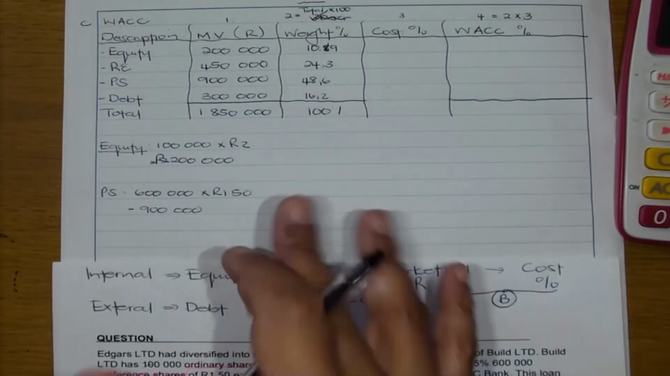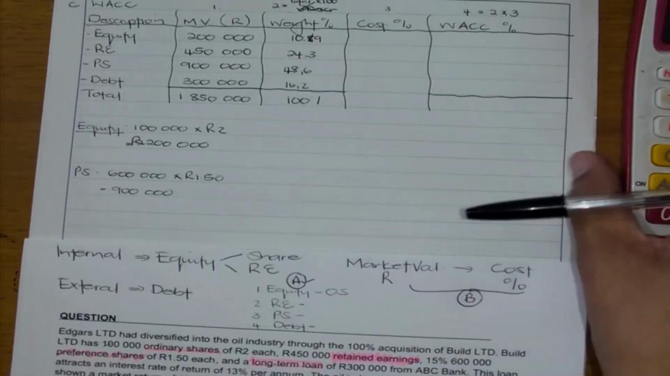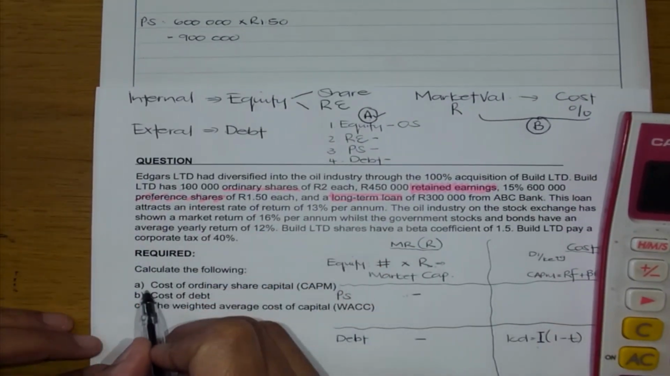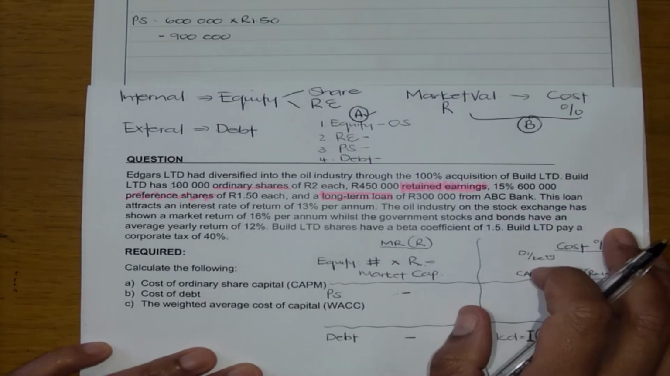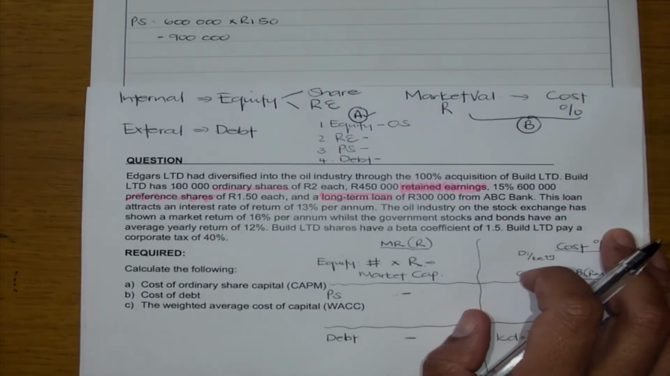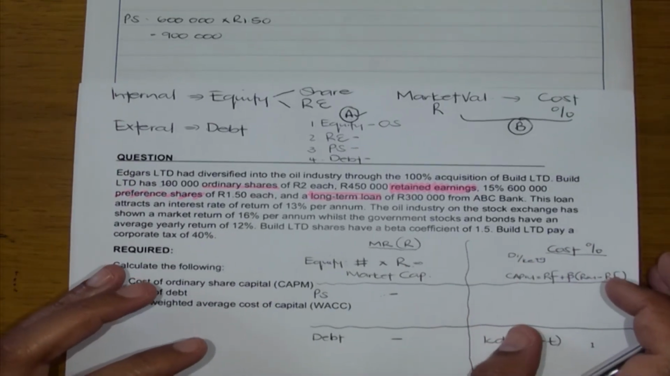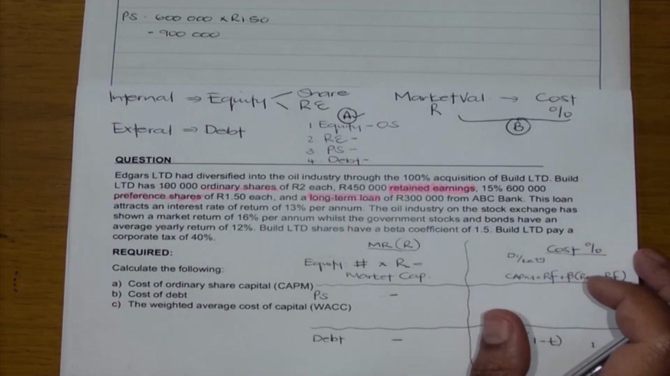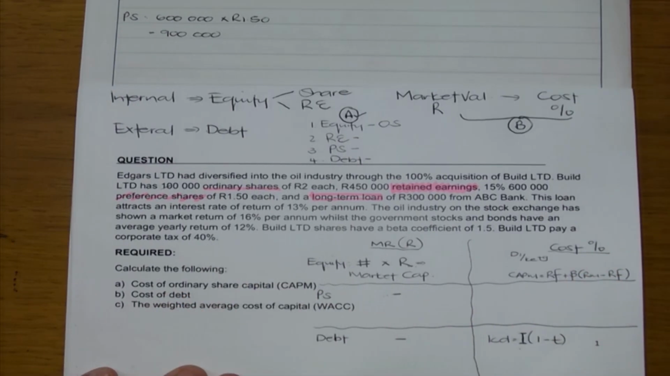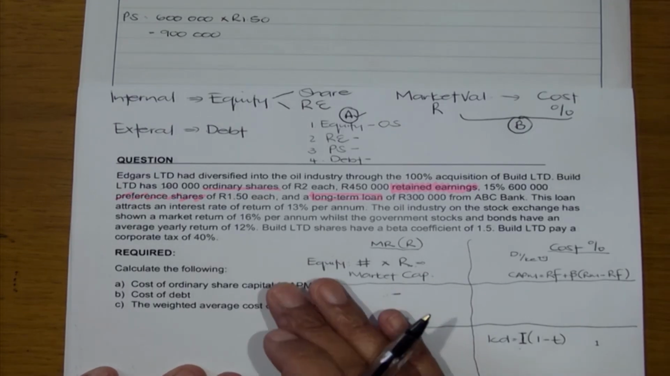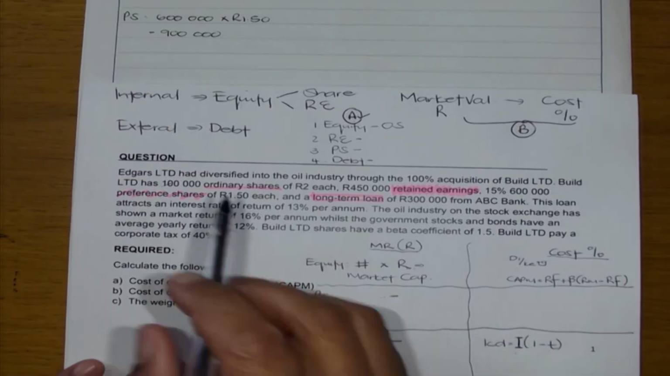Okay, now my question basically starts with the requirements. Then the requirement says calculate the ordinary share capital, CAPM. Doesn't always have to tell you that, but you need to know. Once the information that you are given, it should lead you to tell you what is the calculation you need. Do they want you to do the Gordon growth, or do they want you to do the CAPM? Okay, so let's go.